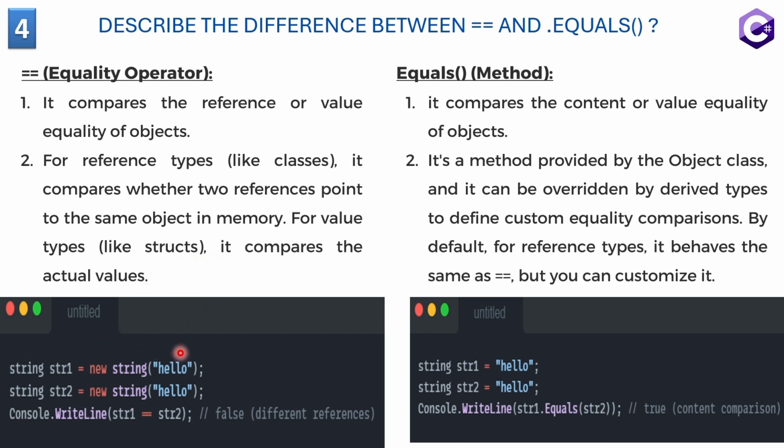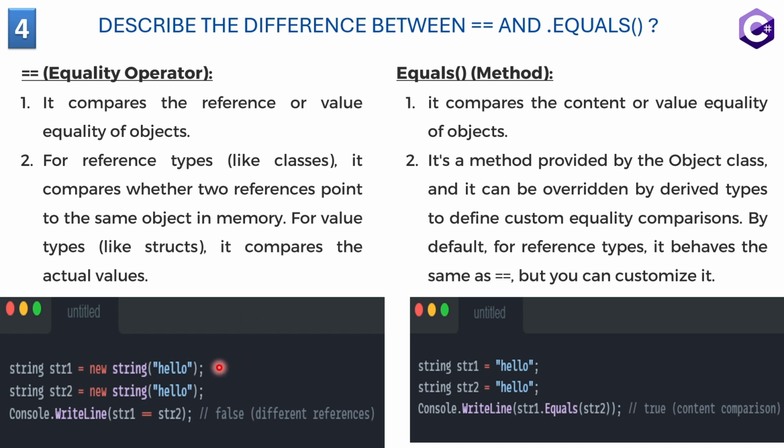In the example, when we are dealing with reference types, it returns false because the references are different. The string one reference is different from the string two reference. We have the same string content in both, but the references are different, so it returns false.